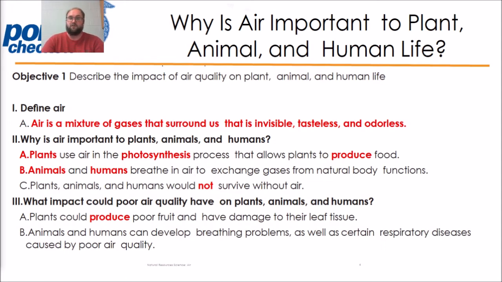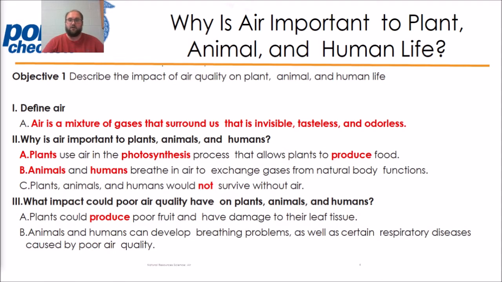Well, plants use air in photosynthesis to allow them to produce the sugar that is their food. So without air, plants can't feed themselves. Humans and animals breathe air to exchange gases from natural body functions. So we need to get the carbon dioxide out so that we can breathe in oxygen. And so humans require air to breathe. Plants, animals, and humans, we simply wouldn't survive without air. It is a part of our natural life cycle.